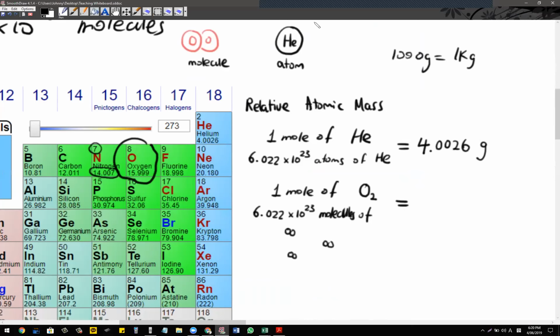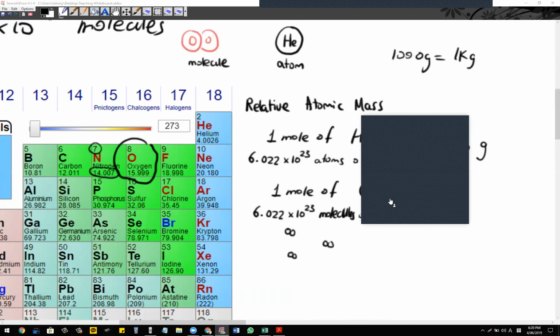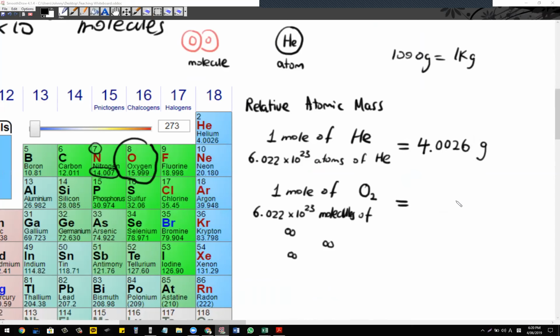Can you guys figure it out and type your answer on the group chat? You can do private message to me if you want. How much would it weigh? How many grams?